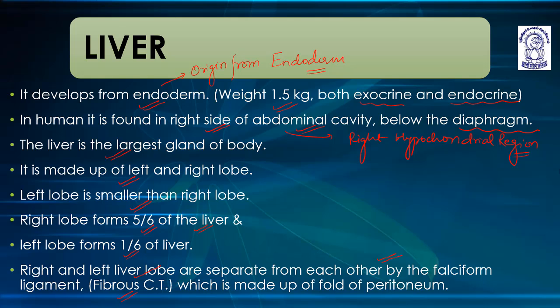In human, it is found on the right side of the abdominal cavity below the diaphragm, the right hypochondrial region. It is made up of left lobe and right lobe. Left lobe is somewhat smaller than the right lobe. Right lobe forms five by sixth part of the liver, and left lobe forms one by sixth part. They are joined by falciform ligament, which is a fibrous connective tissue made up of a fold of peritoneum. Understood?